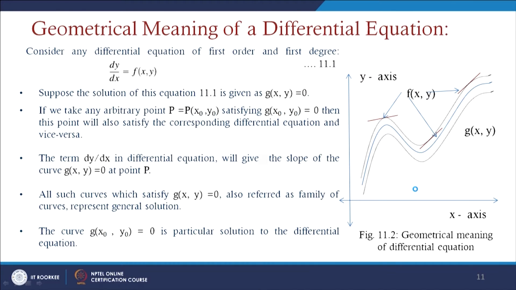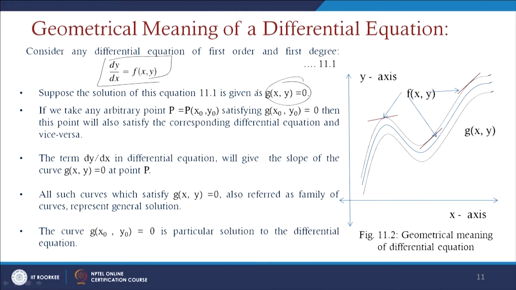So, for any particular differential equation of first order and first degree, the generalized representation of this equation is dy by dx equals f of x, y. Suppose the solution of this equation is given as g of x, y equals 0. Obviously, you can separate the y terms to the left-hand side and the x terms to the right-hand side, and then we can obtain a solution by using different methods. That we will discuss in the next lecture.